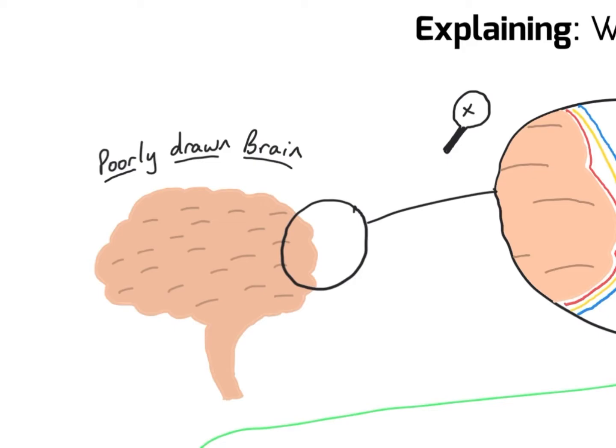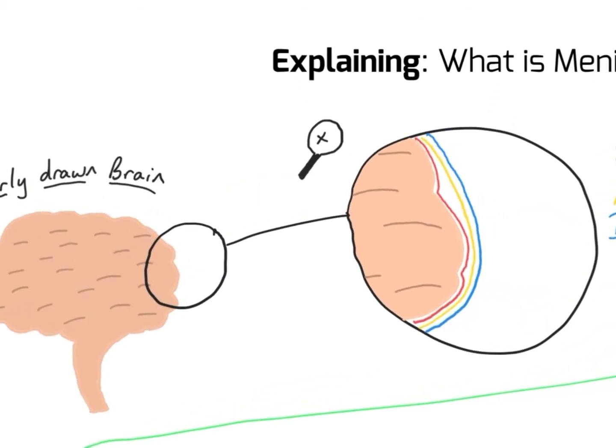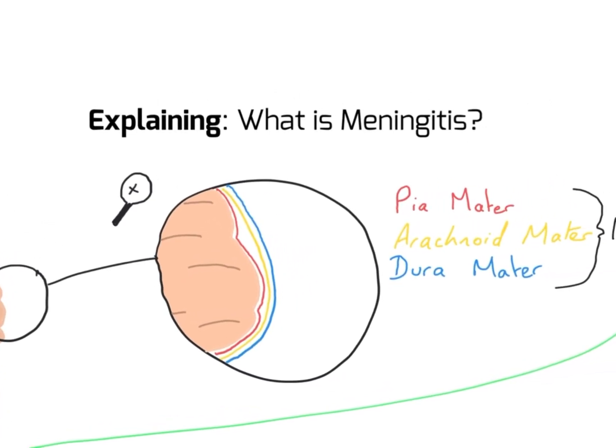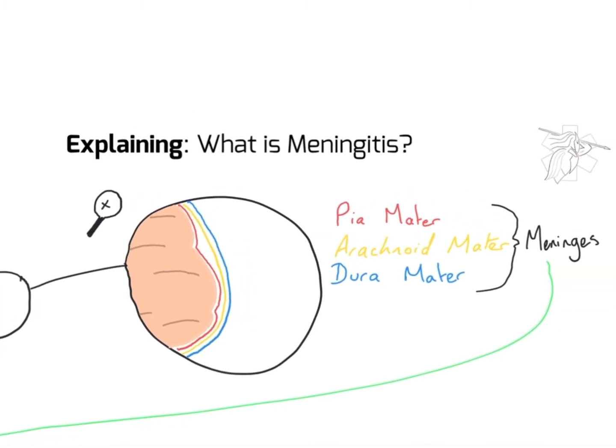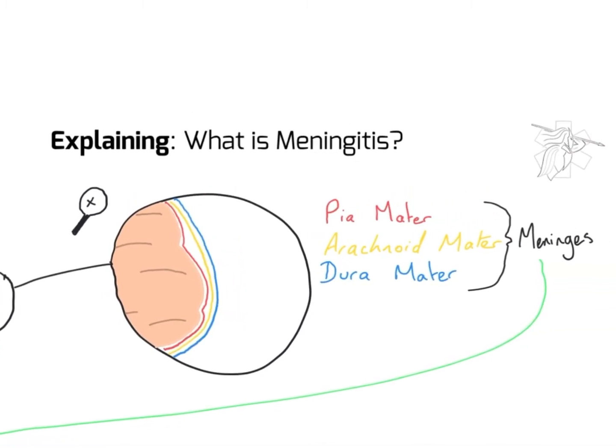So if we zoom in on the brain itself, we can see it's actually surrounded by a three-layer membrane, and that's known as the pia mater, the arachnoid mater, and the dura mater, as annotated by the coloured layers and lettering. And together, these are known as the meninges. So it's no accident that meningitis is called meningitis. It means it's concerned with an infection of these meninges.